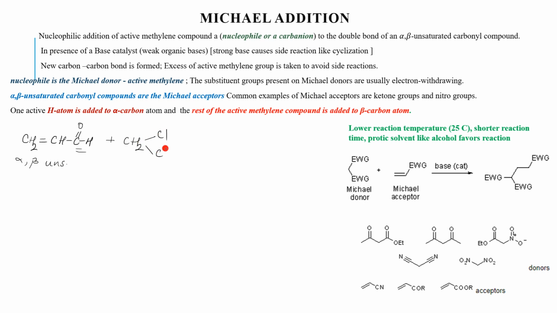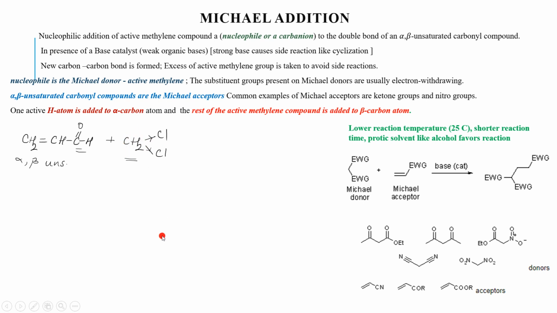Now, what do you mean by active methylene group? This is your methylene group. It is active because it is attached to two electron withdrawing groups. These two electron withdrawing groups pull the electron density towards themselves, and this proton becomes acidic. If this proton becomes acidic, in presence of a weak base, it can be removed very easily. So we call this an active methylene group.